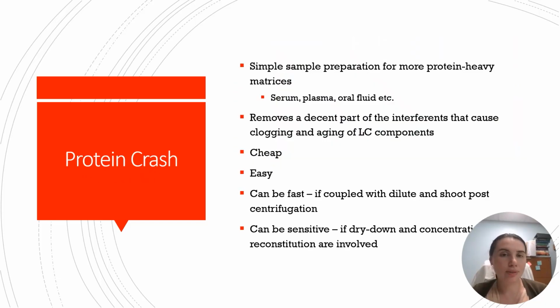Protein crash, also simple. This is for more protein-heavy matrices like serum, plasma, oral fluid. It removes a decent part of the interferences that cause clogging and aging of LC components. It is cheap, it is easy. It can be fast if coupled with dilute and shoot post-centrifugation. It can be sensitive. If you want, you can dry down and concentrate upon reconstitution.